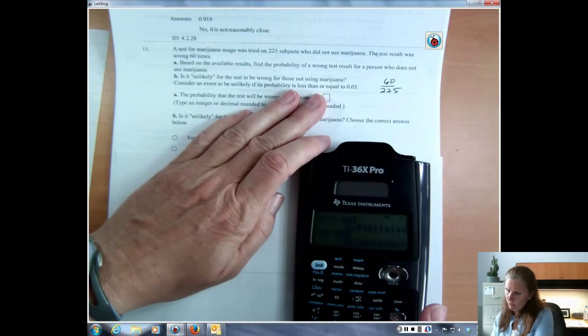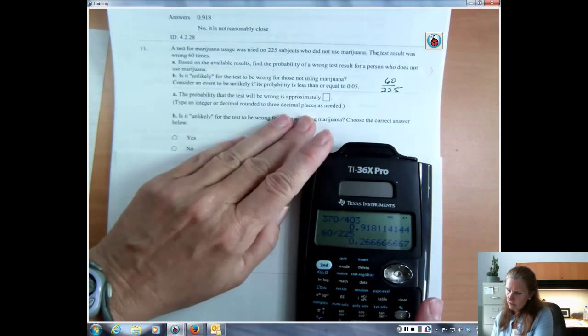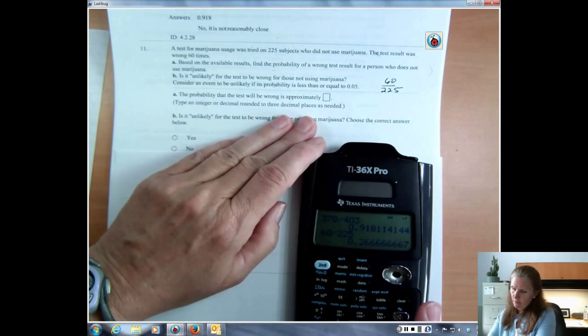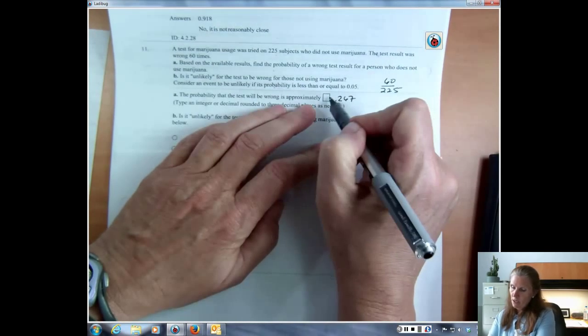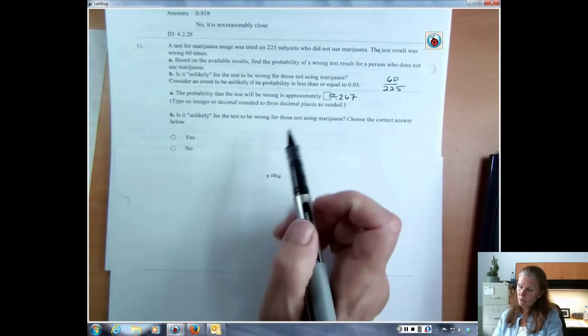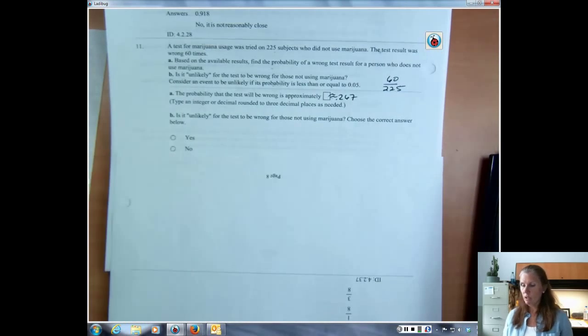Do we want to go 3 places? Yes. The probability the test will be wrong is 0.267, approximately. Is it unlikely for the test to be wrong for those not using marijuana? Choose the correct answer below. Is it unlikely? Not unlikely.